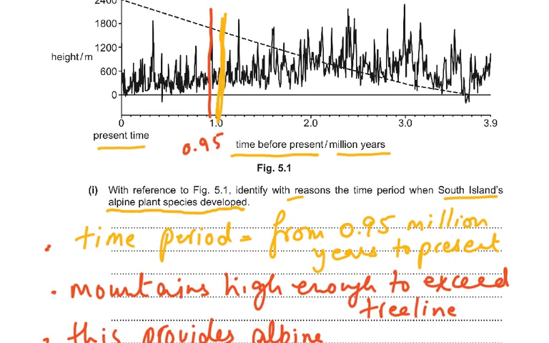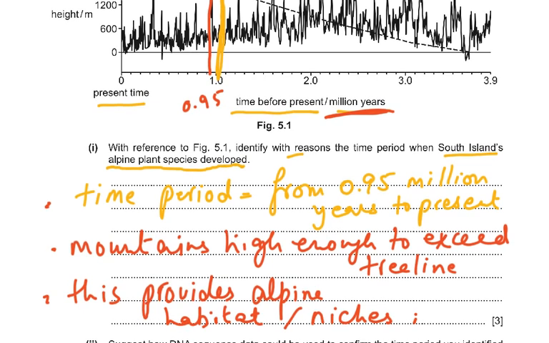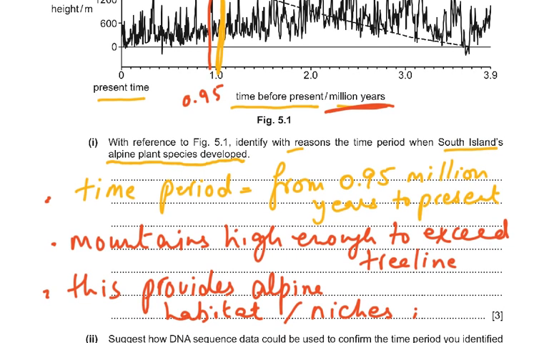So as you can see how I'm wording this now, time period is from 0.95 million years. You see, this was in million years to the present. But what has happened? The mountains are high enough to exceed the tree line. So mountains were only then high enough to exceed the tree line, and then this provides alpine habitat or niche.